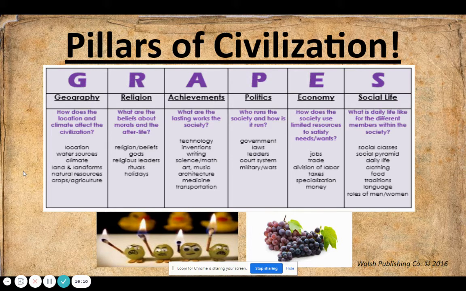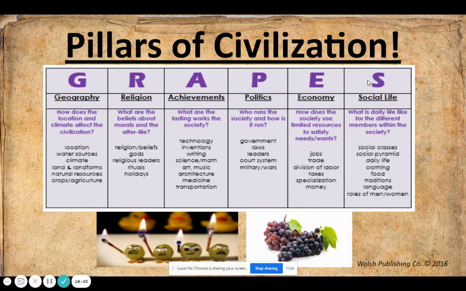And one fun way to do that, well, maybe it's not fun, but it's handy, is that we use an acronym called GRAPES, G-R-A-P-E-S. And an acronym is when we take letters of the alphabet and we have them stand for different words. So the G for grapes stands for geography. The R stands for religion. The A stands for achievements. The P stands for politics. The E stands for economics. And the S stands for social life.